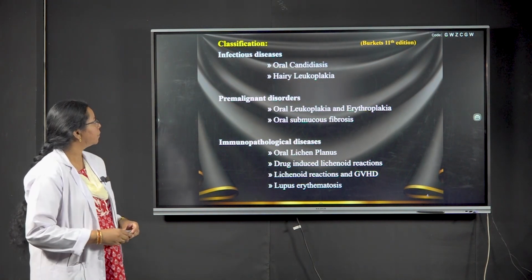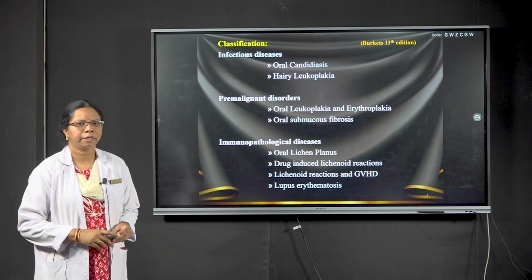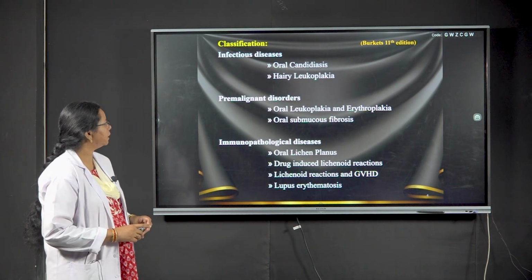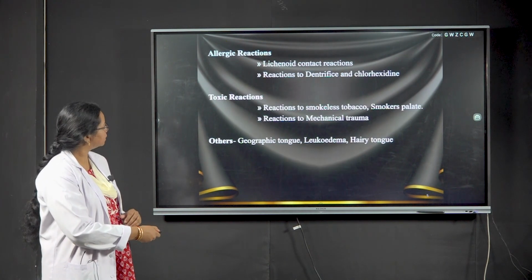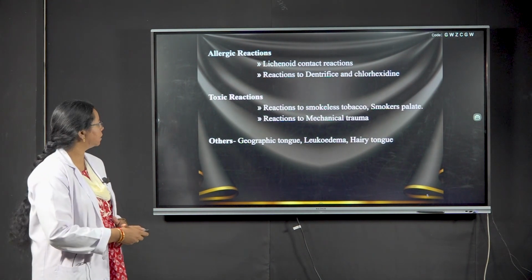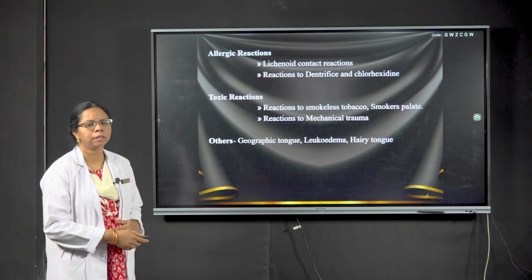So coming to the classification of white lesions of the oral cavity, it is based on Burkitt's 11th edition. So the white lesions are classified under infectious white lesions, premalignant disorders, immunopathological diseases, allergic reactions, toxic reactions and other white lesions.